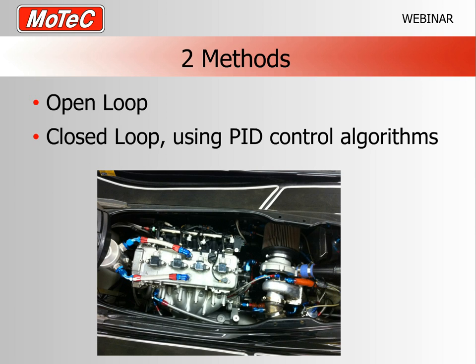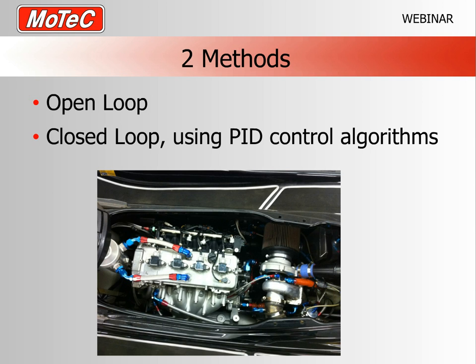Now, when you're setting up a boost control system, regardless of what you end up with, even if you go to a closed loop system, you have to start by using an open loop system and recording all the normal duty cycles that are required to run boost levels. Different boost levels will require different amounts of duty cycle on the solenoid to achieve them. So, no matter which method you are using, you need to start by using the open loop method.